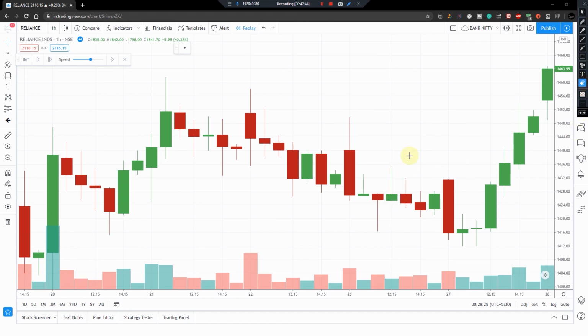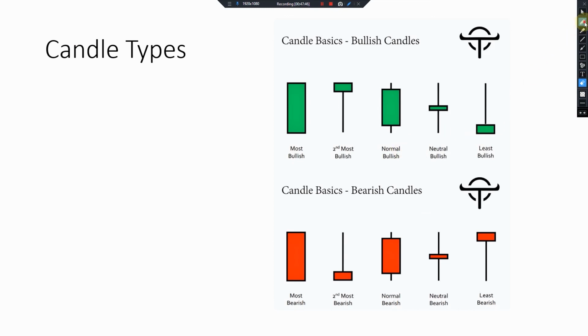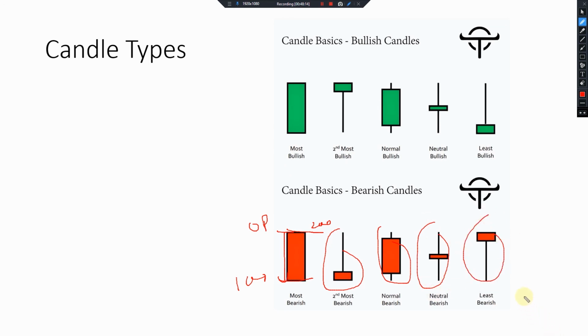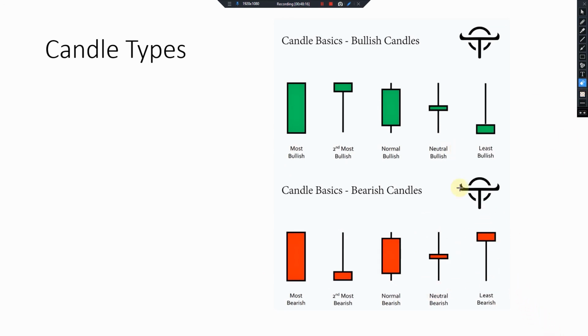The same thing goes for the bearish candle. Here the candle opened and immediately the sellers were there at this point, maybe 200, and sellers were more, they reduced the price. Next, this is the second most bearish. Normal bearish, neutral, and then the most bearish and least bullish.